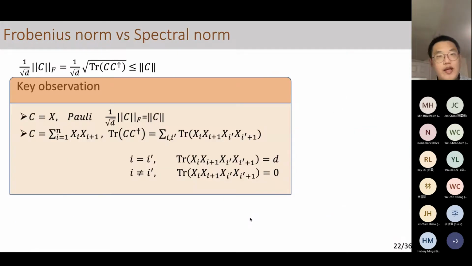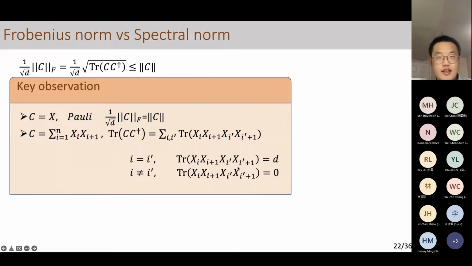Next, we will show why we have a quadratic improvement with respect to n. That comes from the gap between the Frobenius norm and the spectral norm. If this operator is just a Pauli operator X, then there is no difference: the spectral norm and Frobenius norm are the same. But if this operator has, for example, n terms, the sum of X_i times X_{i+1}, then in the trace of C times C dagger, we totally have n squared terms, right? But among all these n squared terms, when i equals i prime, this is the identity.